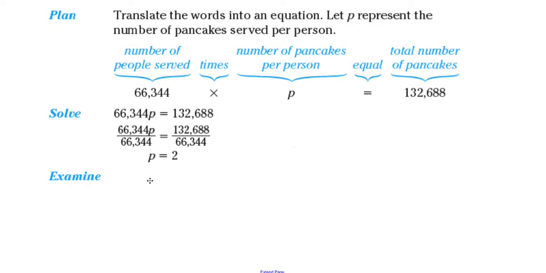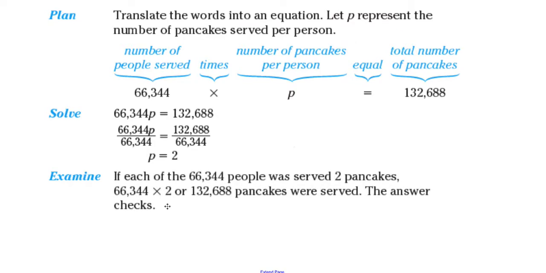So if each of the 66,344 people were served 2 pancakes, 66,344 times 2 will be equal to 132,688 pancakes. The answer checks out. So that's how we apply a word problem into an equation.